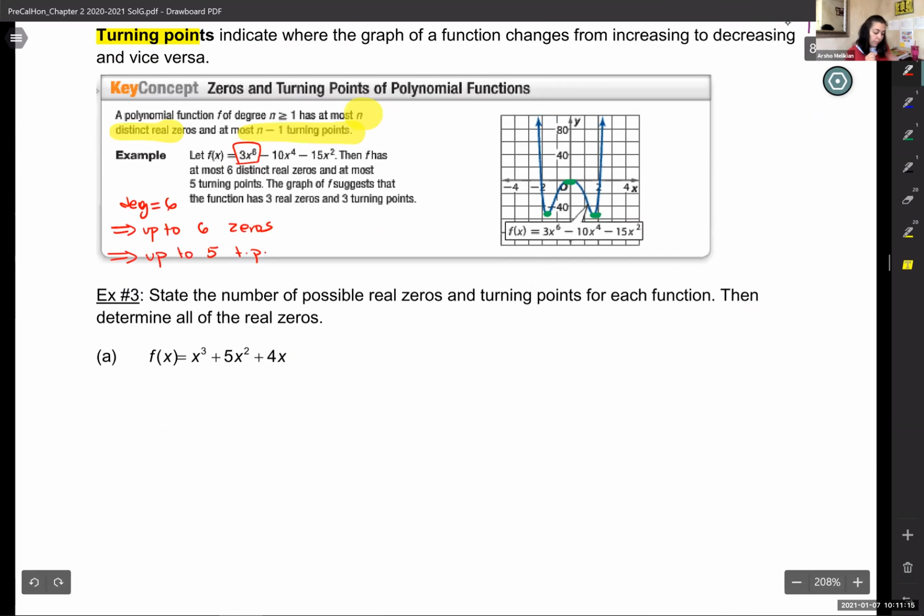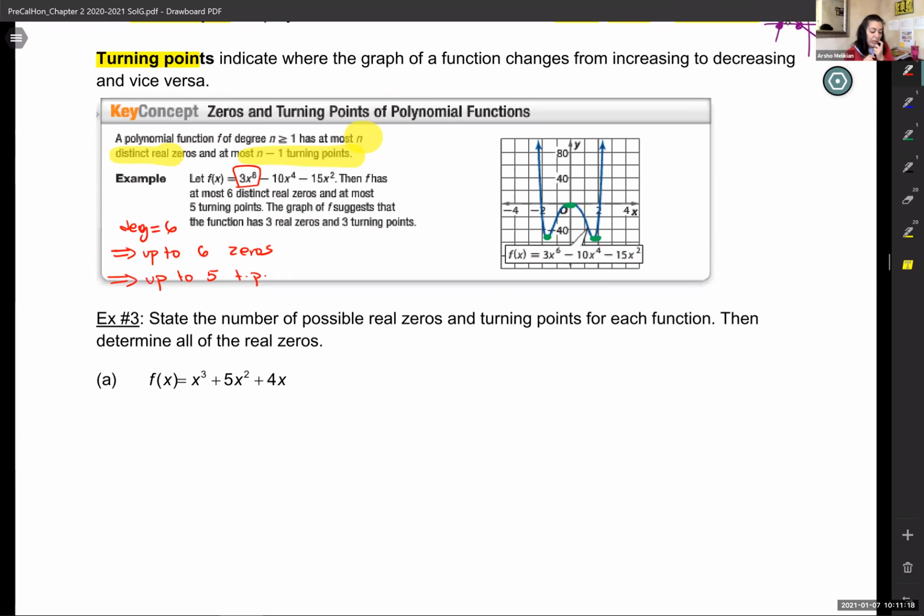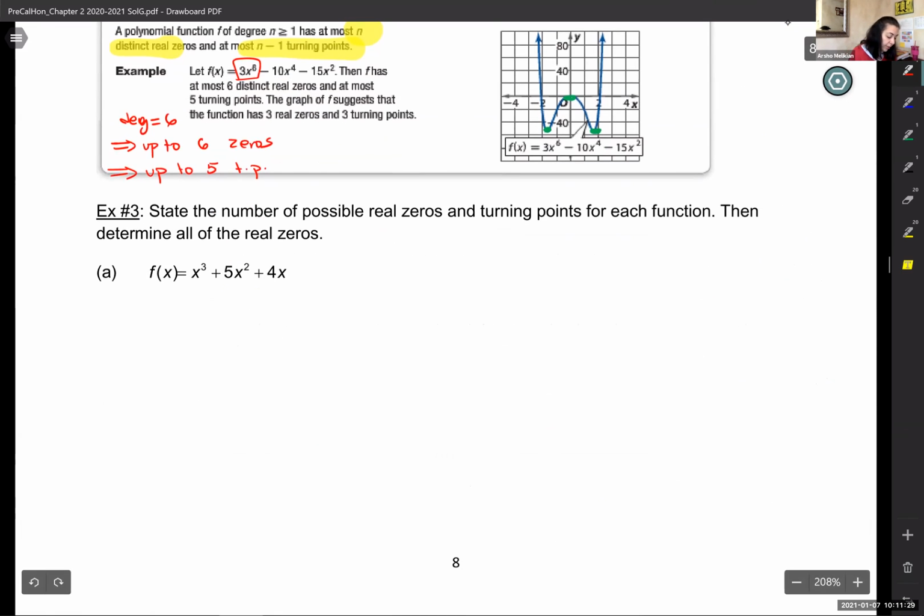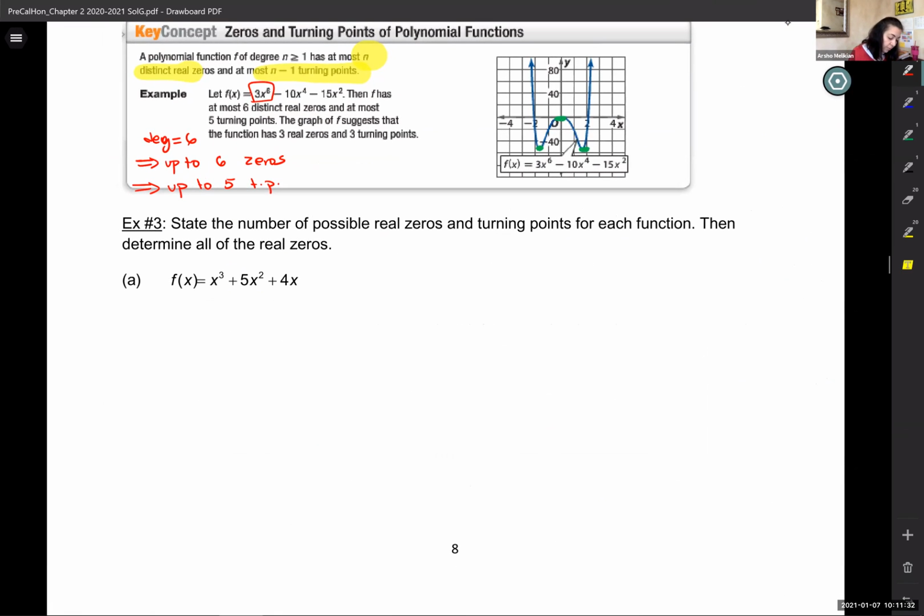Okay? All right, questions? Okay, so take a look here. State the number of possible real zeros. Okay, so the degree is 3. So possible zeros, 3. Possible turning points, 3 minus 1, 2.